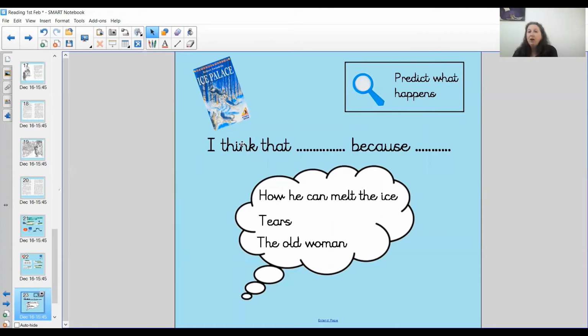Okay, we are going to use our sentence, I think that, and then you're going to say what you think, so that's your opinion. You are then going to say because, and then after because, you are going to give the evidence from the book in order to support your prediction, what you think, okay? It might be that you think it's how he melts the ice. It might be something to do with the tears, or it might be something about the old woman. Okay, and what we're going to do is we are going to write our prediction.